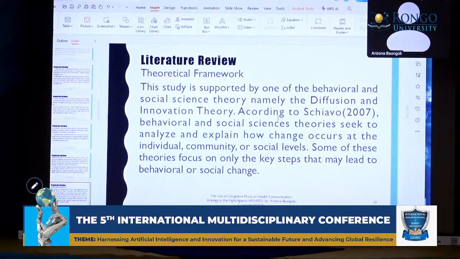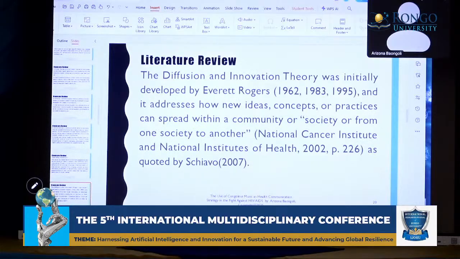The theoretical framework used in this study is the diffusion of innovation theory. According to Kiavo, this theory is a behavioral and social science theory which seeks to analyze and explain how change occurs at the individual, community, and social level. The diffusion of innovation theory was initiated and developed by Everett Rogers, initially in 1962. It was revised in 1983 and later in 1995. And it addresses how new ideas, concepts, or practices can spread within a community.